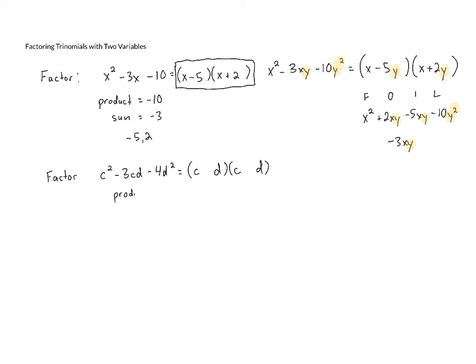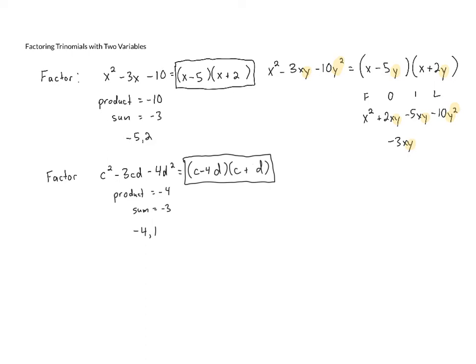Now we need to find those numbers, and we know two things about them. They have to have a product of -4 and a sum of -3. Can you think of two numbers that have a product of -4 and a sum of -3? Well, it looks like -4 and +1 will work. So our factorization is going to be c minus 4d, and then c plus, and you can write either 1d or just d. Doesn't matter either way. It's the same. And so this ends up being our factorization. It's just a little tiny bit more involved.